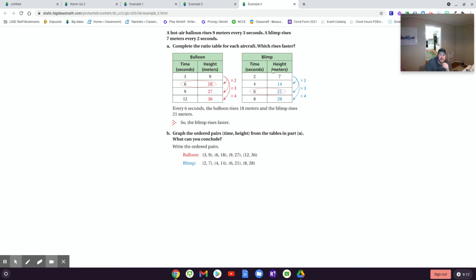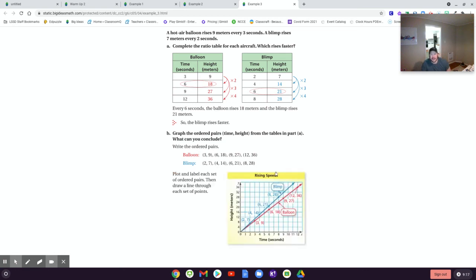And then there's these points also for the blimp. Now, when you graph them, and I don't think I have you graph too much where you have to plot individual points, but you might have to put a couple of points on a graph coming up soon. The way that works is for this balloon, for 3 seconds is 9 meters. You go over to 3 seconds, and then you go up to where 9 meters is, which is right here, right above the 8. And then that's that first little dot right there. So this is the first point for the balloon.